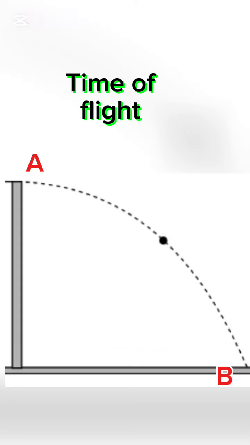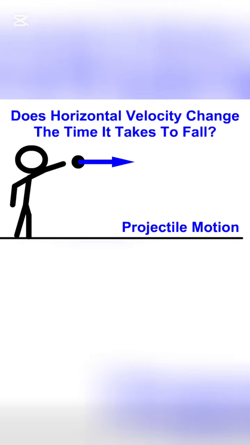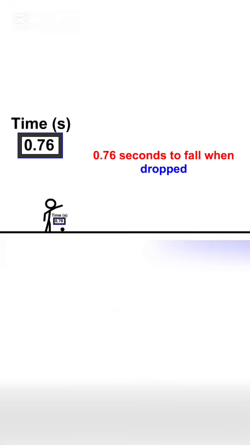Time of flight. The time of flight is the time the object remains in the air. This is the time it takes the object to move from point A to point B. It depends only on the height, h. The initial speed of projection does not affect the time of flight. The object falls to the ground in the same time when thrown with different speeds.